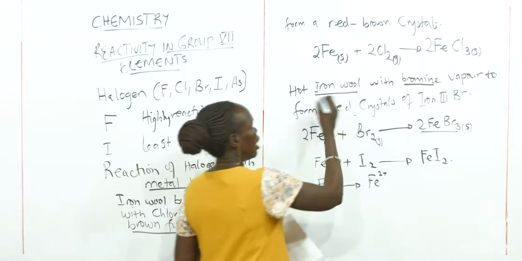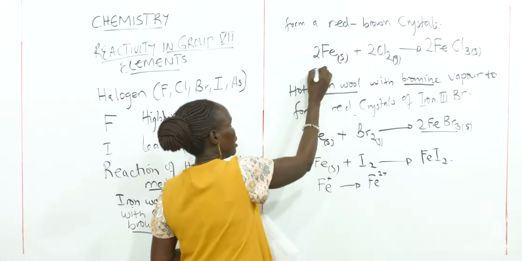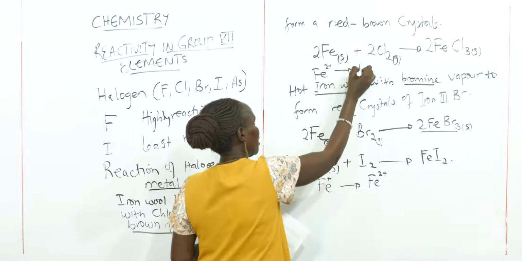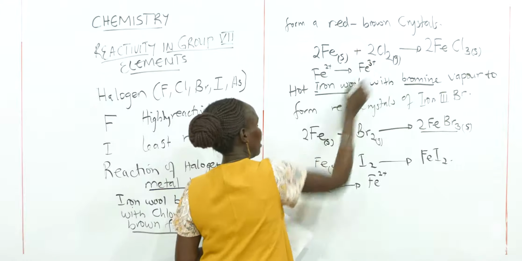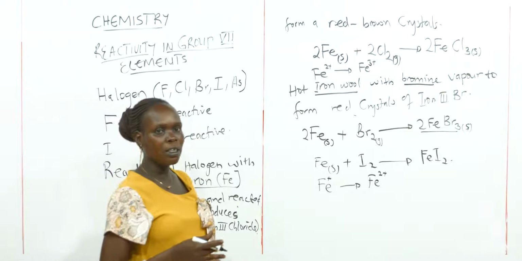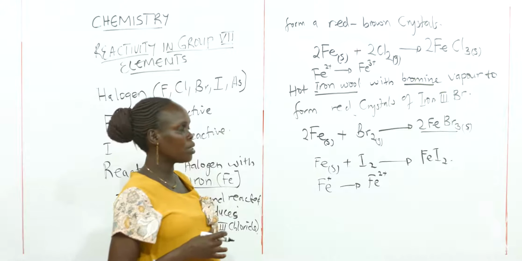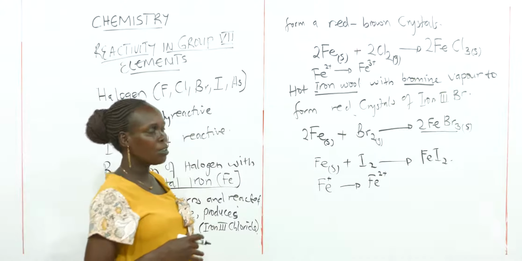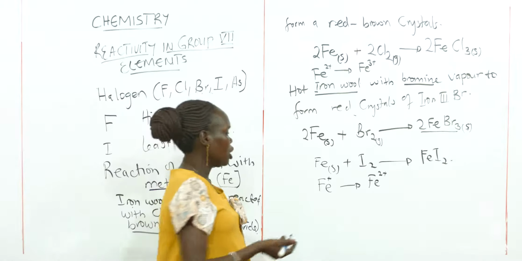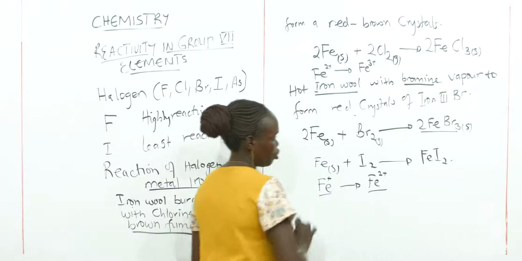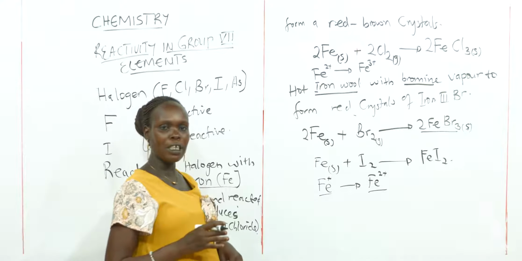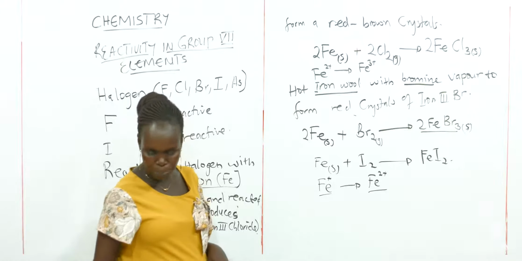Iron has to be oxidized from iron 2 to iron 3. That is why you have iron 3 chloride, iron 3 bromide, and for the case of iodine, because its reaction is not vigorous, or it is less vigorous than the rest of the elements, it changes iron 1 to iron 2. So learners, we also need to know the displacement reaction of the halogens.